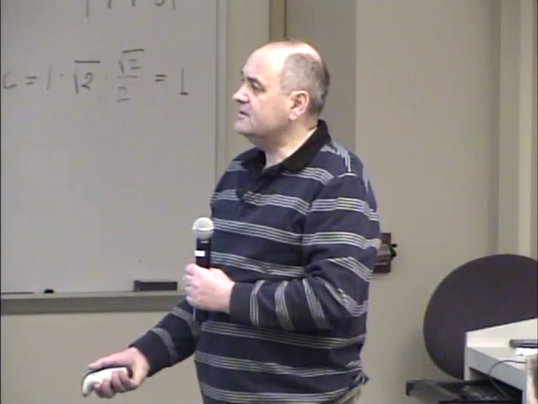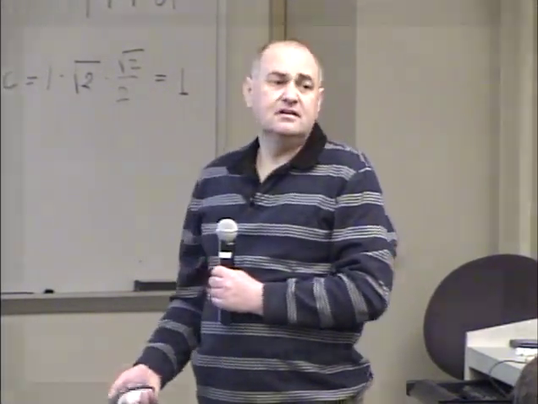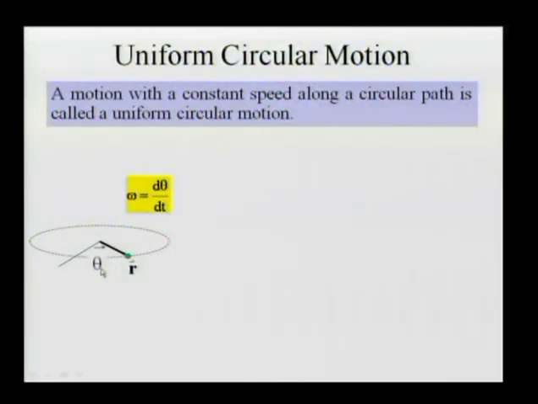If it is omega, it means that this angle is proportional to time, with omega being the proportionality coefficient. So this angle here, if I write it down explicitly as a function of time, I should write down that this is omega times t.